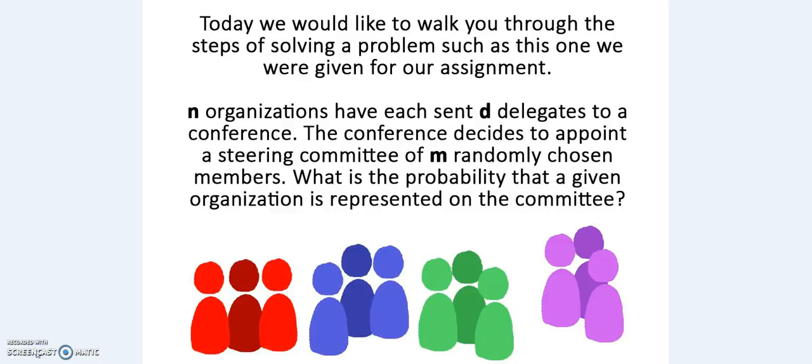Today we would like to walk you through the steps we took to solving this problem and showing you our own systematic approach. First we take a look at the problem itself. N organizations have each sent D delegates to a conference. The conference decides to appoint a steering committee of M randomly chosen members. What is the probability that any given organization is represented on the committee?